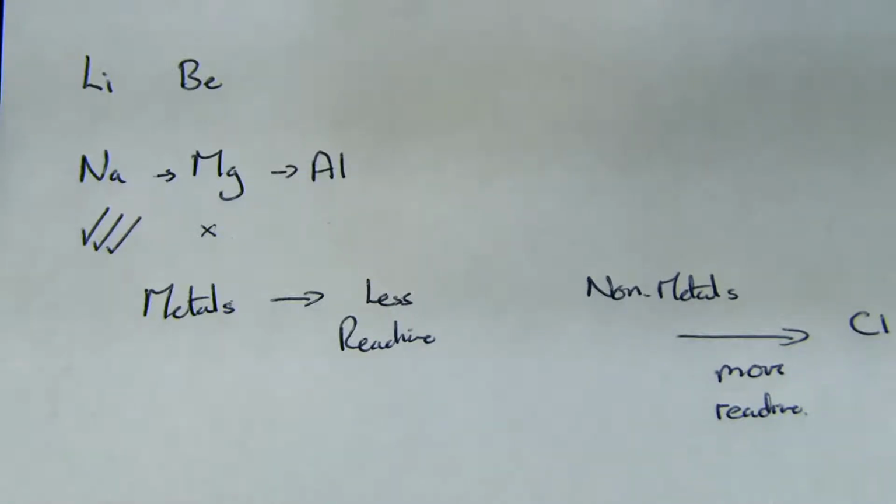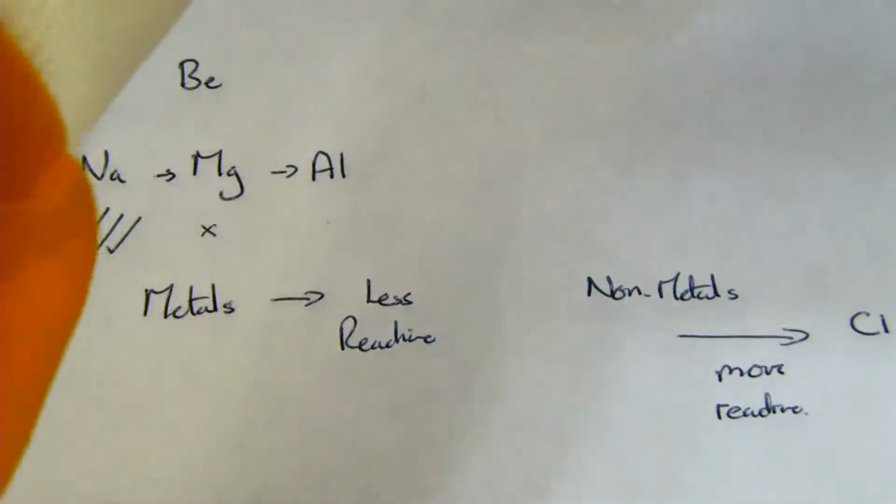So we look at some of the trends here as we're going across the periodic table. And what we notice is several different things. Right, so what trends can we notice?